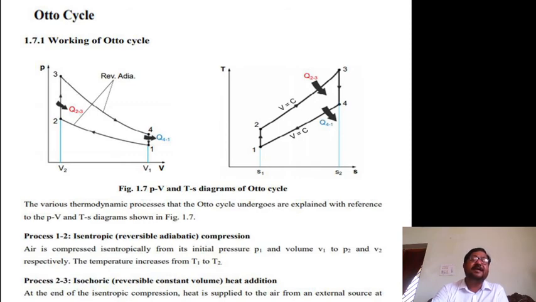4 to 1 is heat rejection. Q suffix 4 to 1: at 4 to 1, heat rejection takes place. The 4 to 1 is the heat rejection process at constant volume, V is equal to C, meaning constant volume. Like this the Otto cycle works. Here also we are calculating the heat supplied, Q2 to 3, and the heat is supplied in a constant volume process. That's why the heat supply equation becomes Q is equal to m Cv delta T. Delta T is higher temperature minus lower temperature.